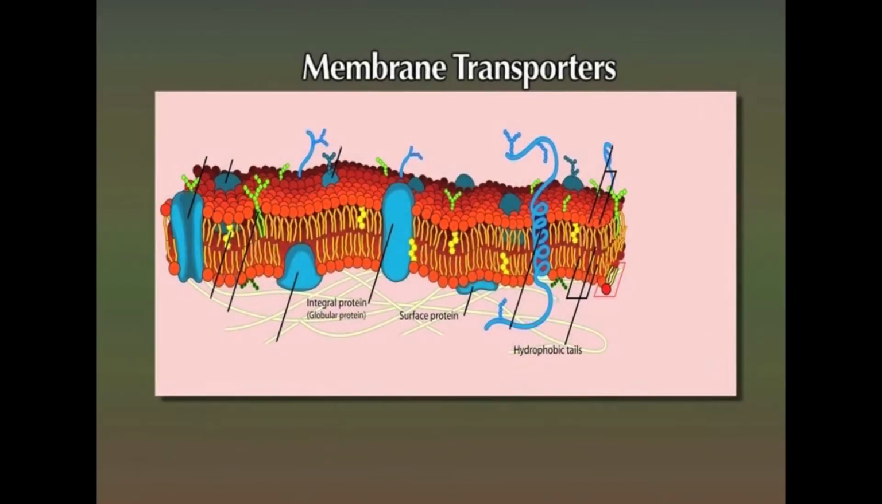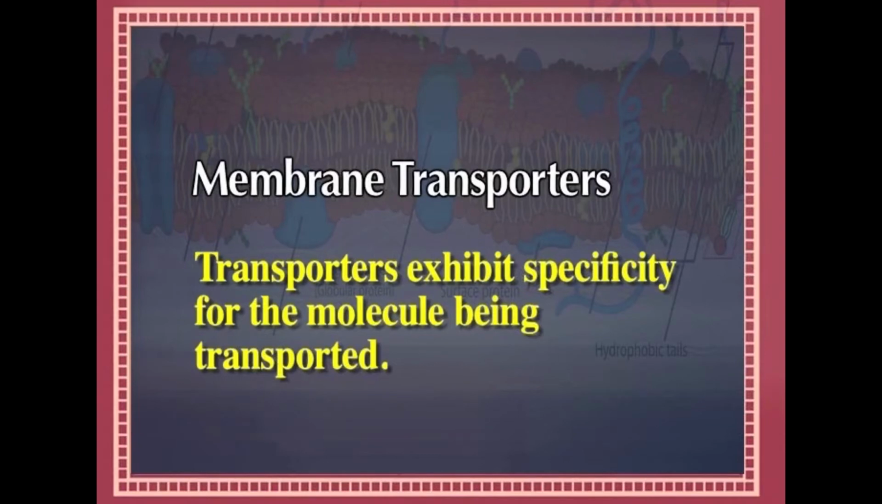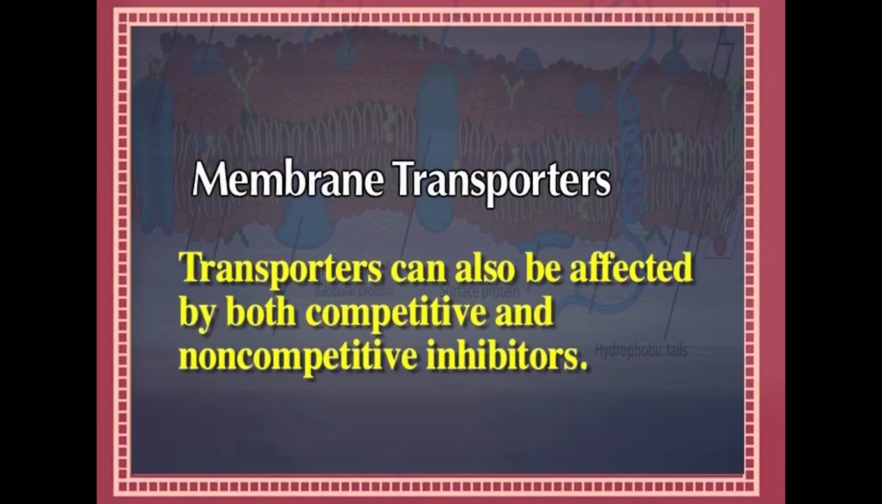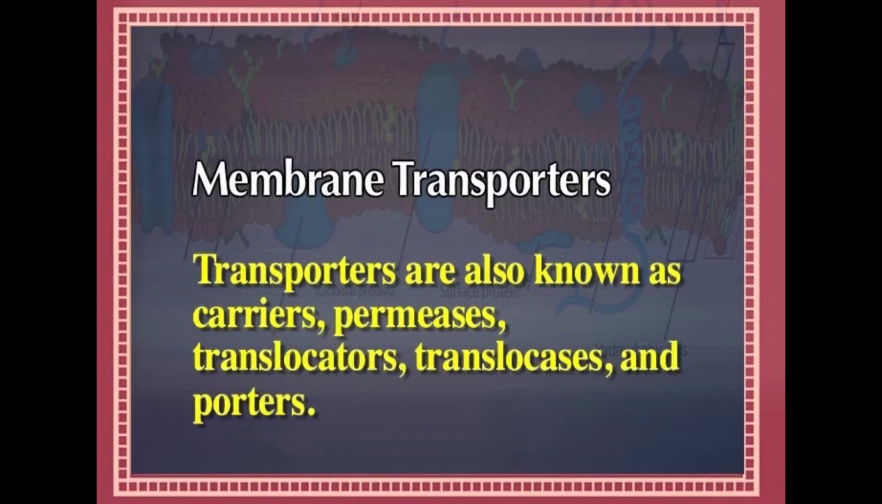Transporters are distinguished from channels because they mediate the movement of ions and molecules by physically binding to and moving the substance across the membrane. Transporters exhibit specificity for the molecules being transported. Transporters can also be affected by both competitive and non-competitive inhibitors. Transporters are also known as carriers, permeases, translocators, translocases and porters. So, there are different names given to the single term of transporters.